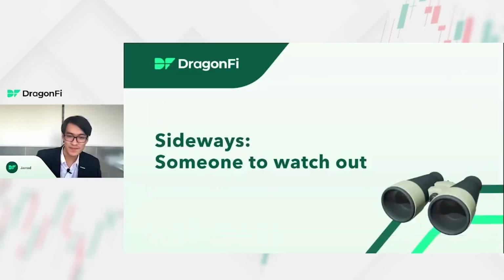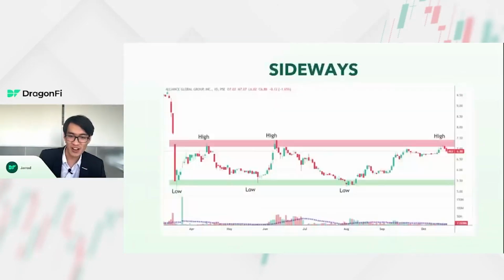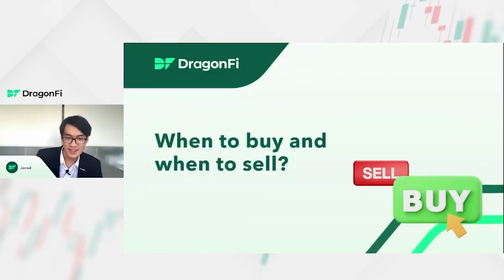So next is sideways. Sideways naman is someone to watch out for. So parang it's neither good, neither bad, pero something na you should watch rin, right? So sideways is kapag yung lows and yung highs generally equal lang, right? So the highs generally equal, the lows generally equal. So parang zigzag lang siya, parang flat. Up, down, up, down, up, down. So that's sideways. Parang the stock is not going anywhere. It's not going up, not going down. It's just flat. That's sideways.